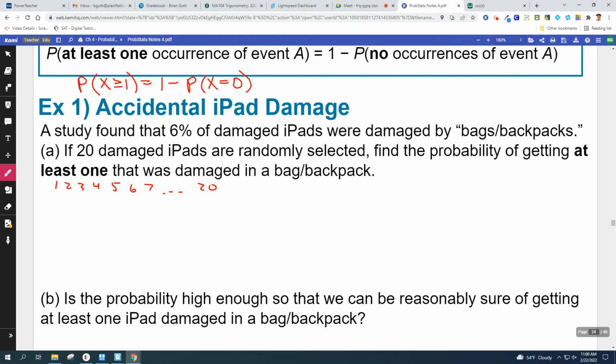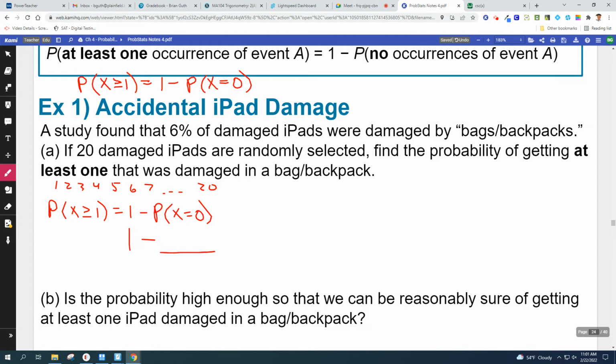We'd have to find the probability that one of them is damaged, plus the probability 2 are damaged, plus 3, plus 4, and so on. It's going to be much, much easier if we just say it's not none, right? At least one is not none. So the probability that we're talking about, greater than or equal to 1, is going to be 1 minus the probability of none. So how do we find the probability of none? That's the question. It's going to be 1 minus something.